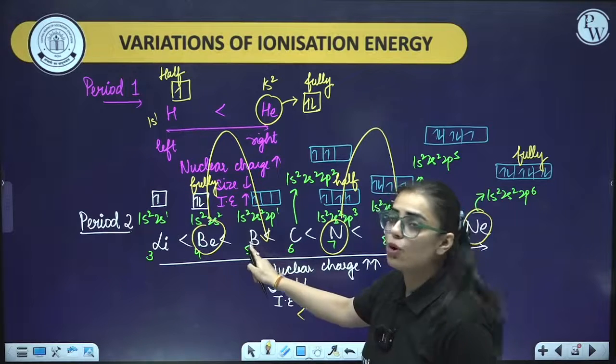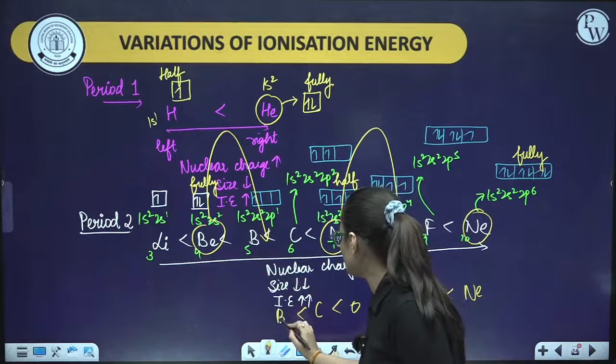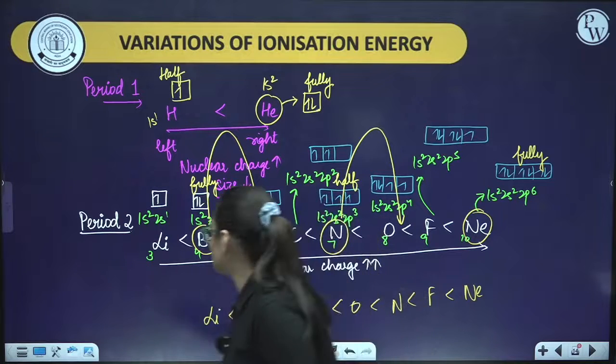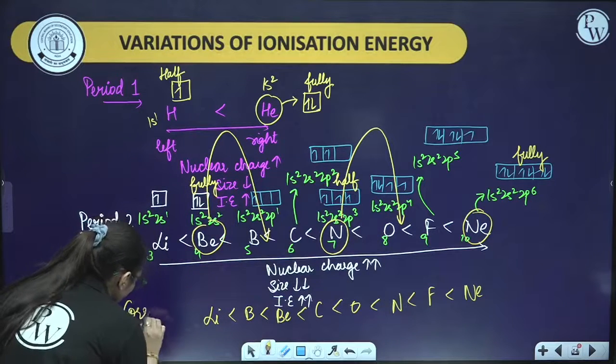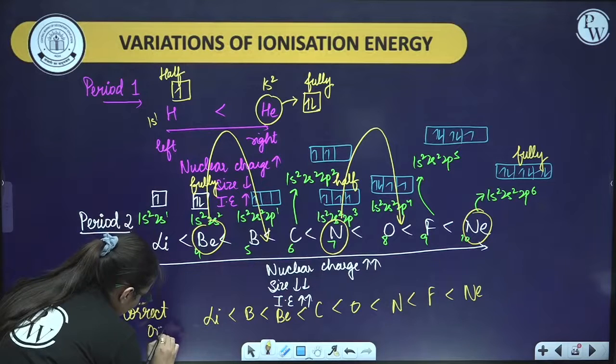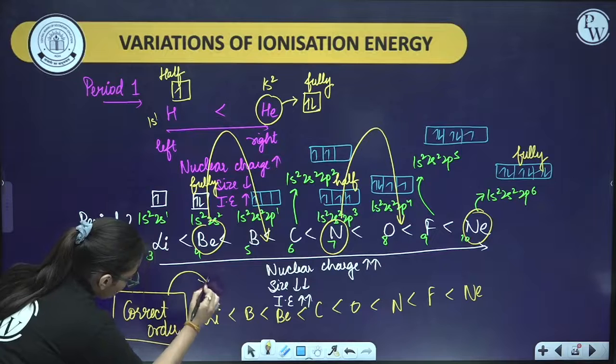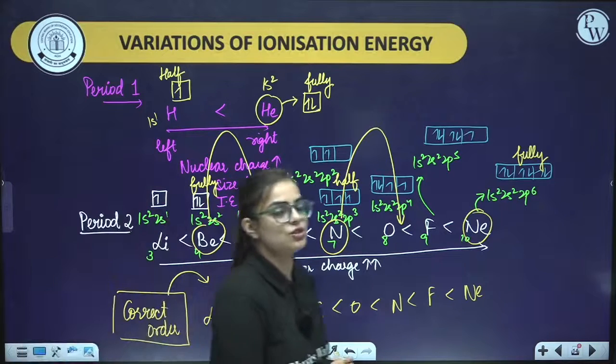After carbon, it won't be boron, it will be beryllium. Why? Because it is fully filled. Then it will be boron, and at last it is lithium. So this is the correct trend. This is the correct order, students, for your ionization enthalpy.